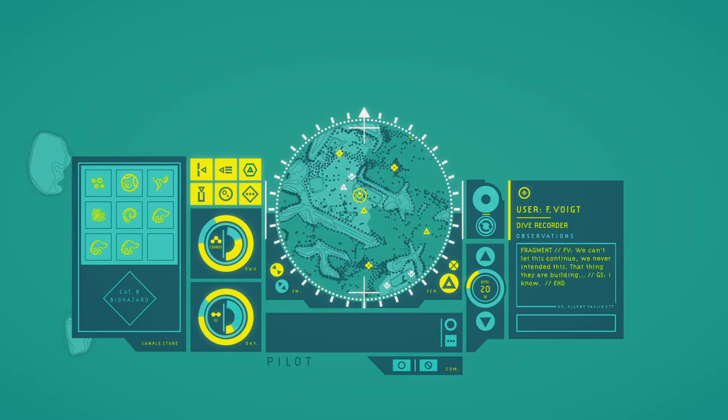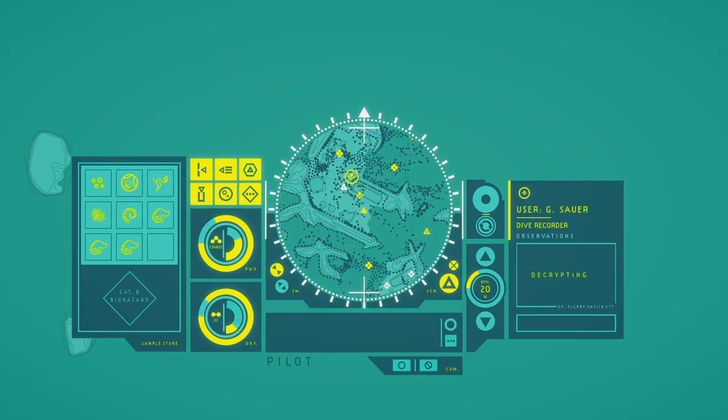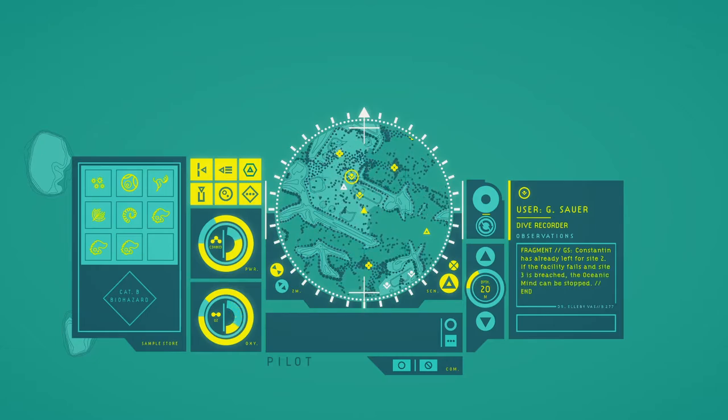We can't let this continue. We never intended this. That thing they are building... I know. Constantine has already left for Site 2. If the facility fails and Site 3 is breached, the Oceanic mine can be stopped.